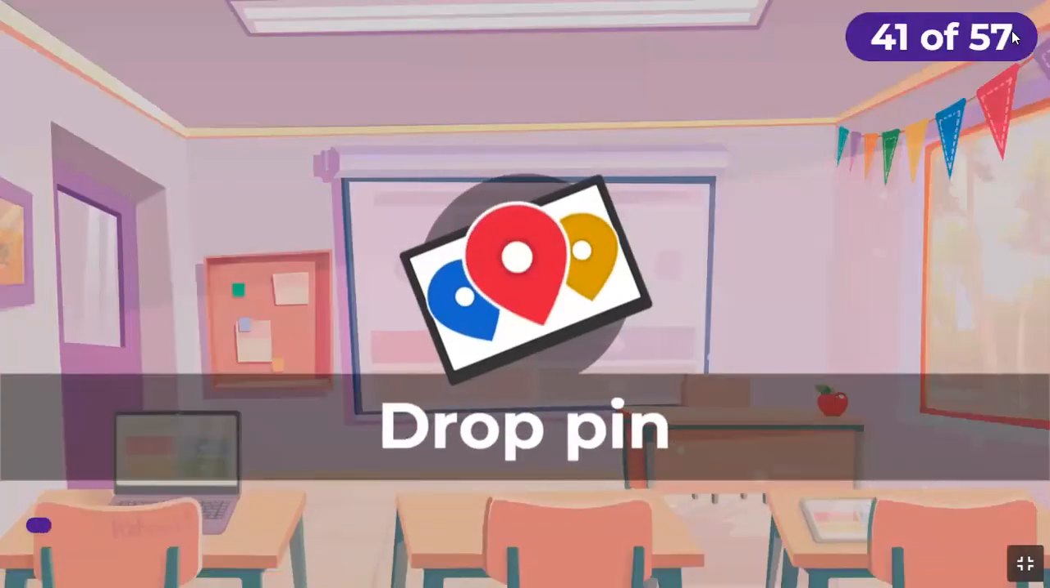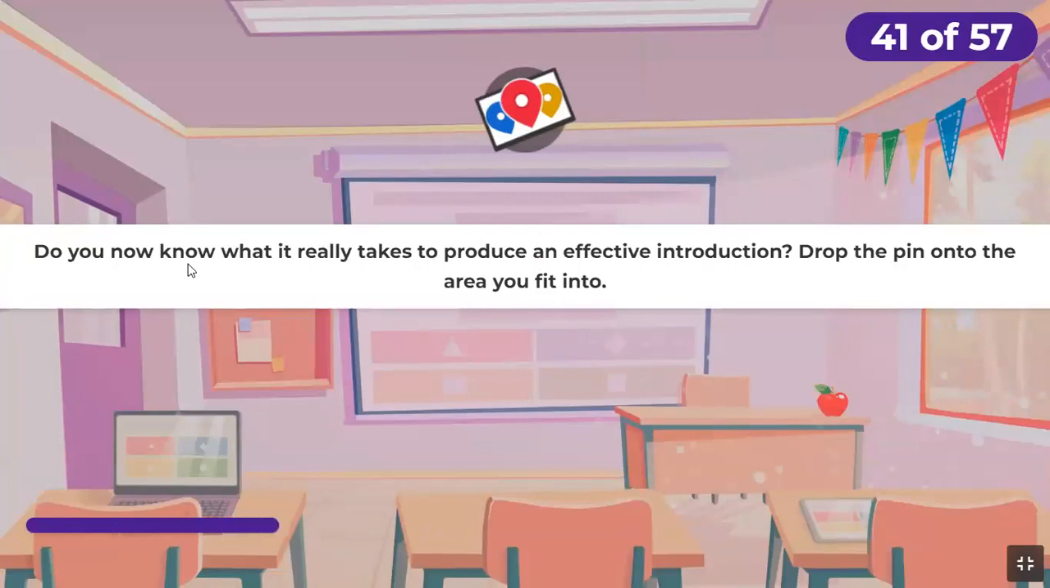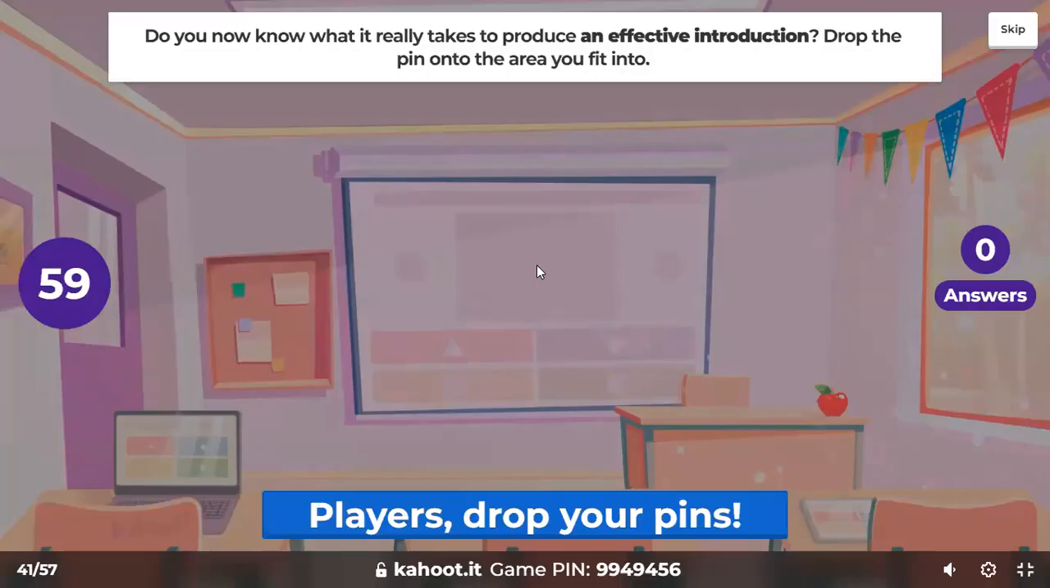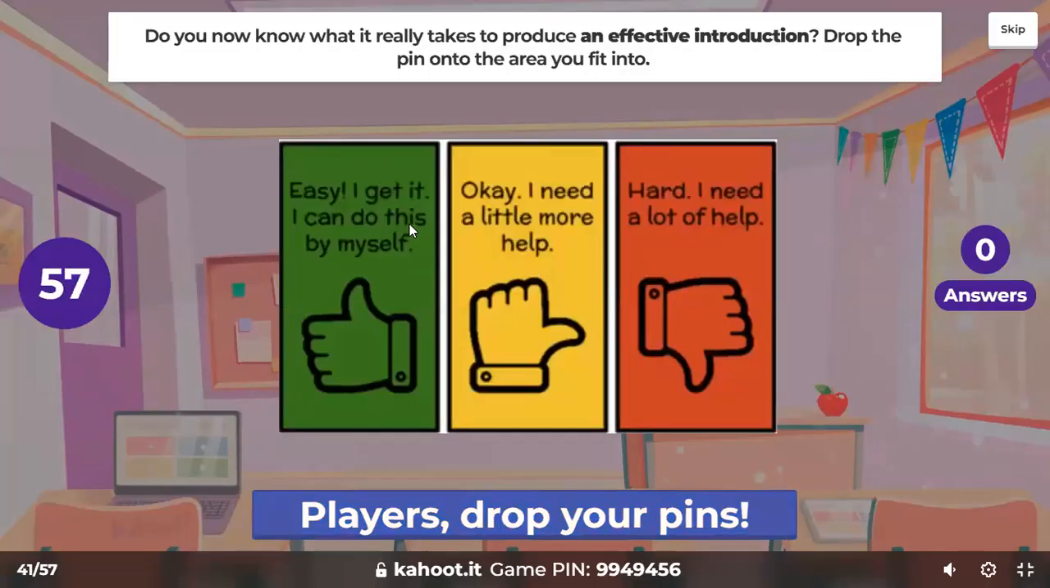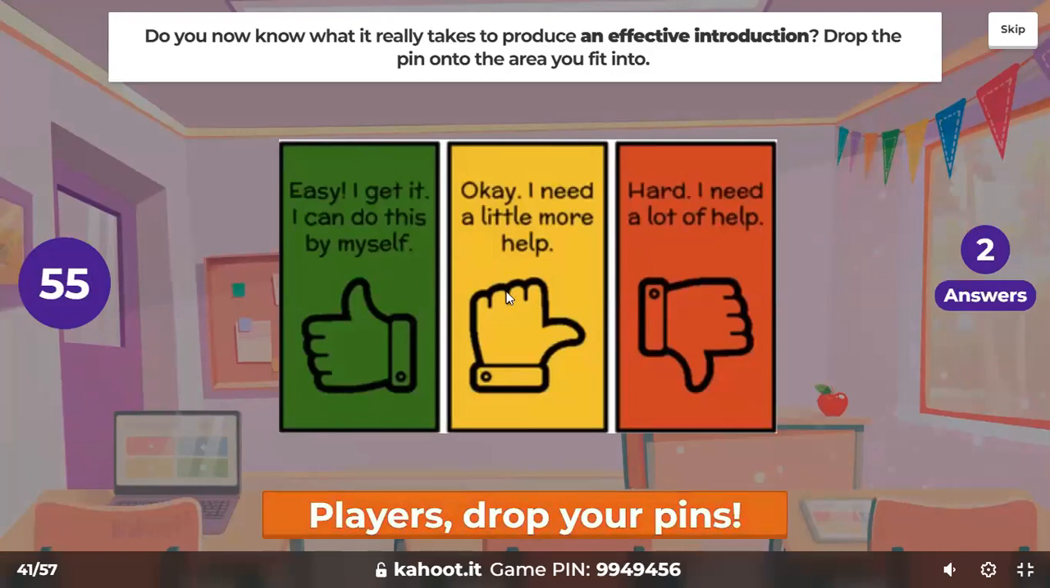الحين we are going to talk. Drop the pin. Now, do you now know what it really takes to produce an effective introduction? هل تعلم هلا شو لازم يكون في introduction? If you know, opt for the green box. Okay, if you have still some problems, pick the one in the middle. If you know nothing, guys, okay, so, and if you want to use the set phrases, حط هون.